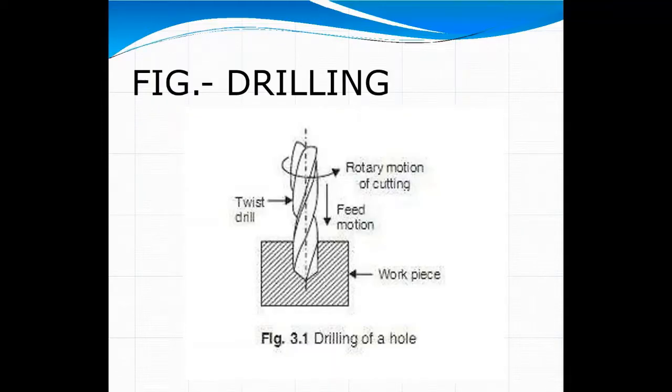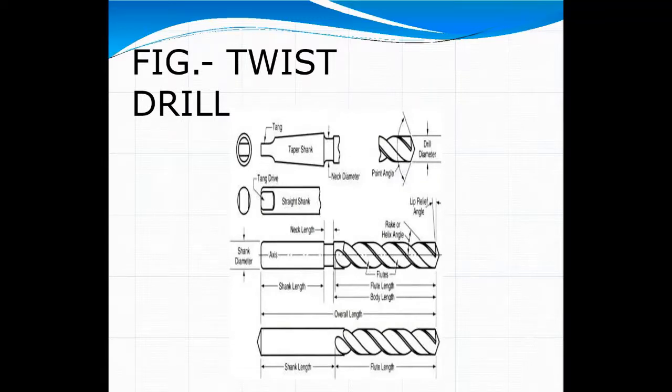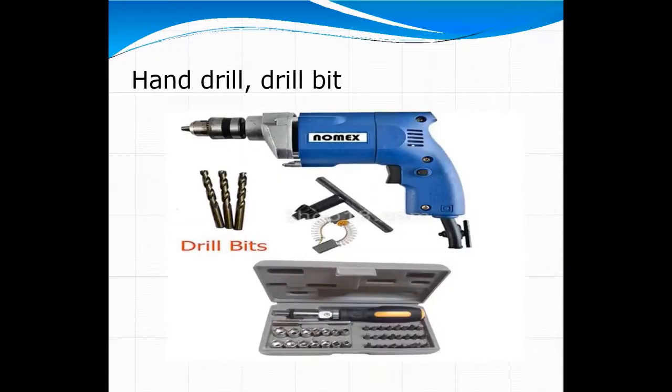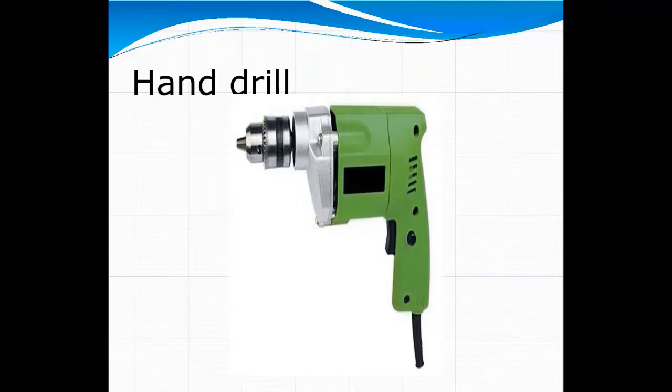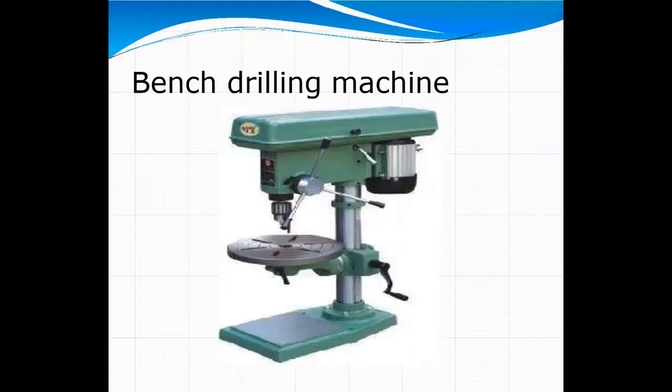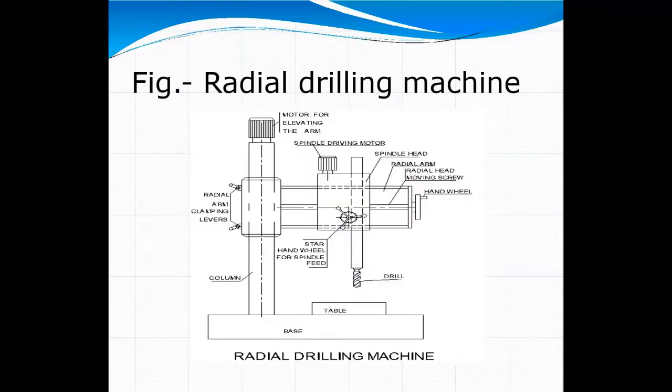So next one is the drilling machine. Drilling is the operation through which a drilled hole is produced in a job. So the tool used to make the drill is known as drill bit. So the drill bit has so many diameters as per our requirement. So hand drill is what the electricians and carpenters are using. Bench drilling machine is used for the small job operations.